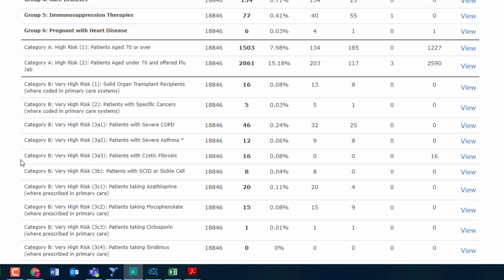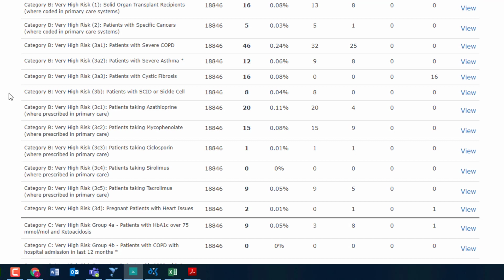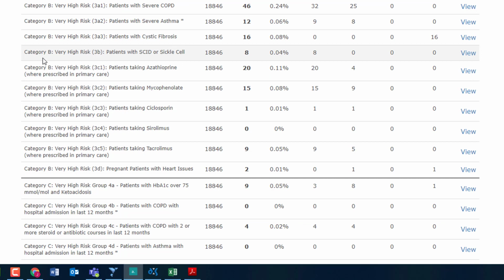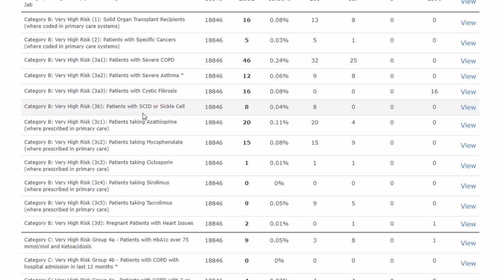An error that we found was patients with cystic fibrosis. The read codes that they are using are one of the read codes on System 1 that used to be used for DVTs. So we haven't got 16 patients with cystic fibrosis, and we're waiting for this information to be redone once we've done upload today. The other problem we found was high-risk patients with sickle cell.